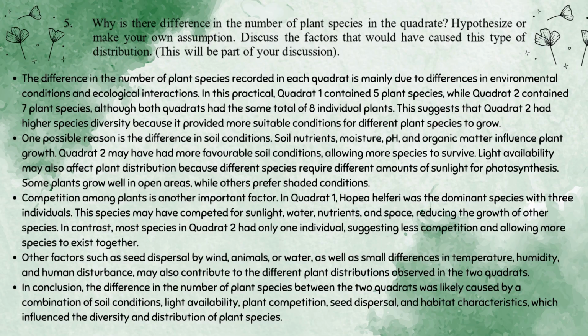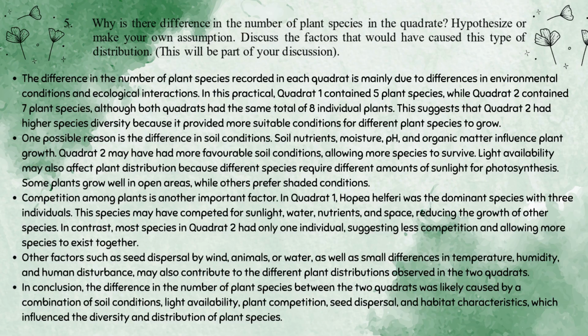Last question, the difference in the number of plant species between quadrat 1 and quadrat 2 was mainly caused by differences in environmental conditions and ecological interaction. Quadrat 1 had 5 species while quadrat 2 had 7 species, showing that quadrat 2 had higher species diversity. This may be due to differences in soil, location, moisture, nutrients, and light availability, which affect plant growth.